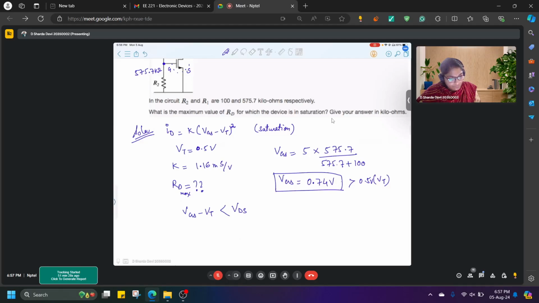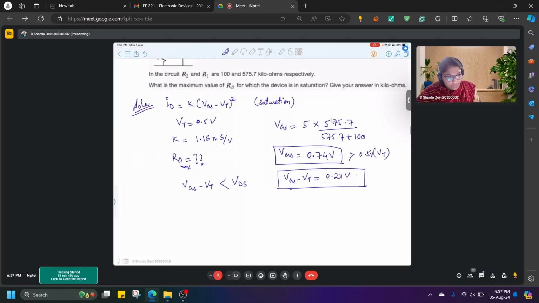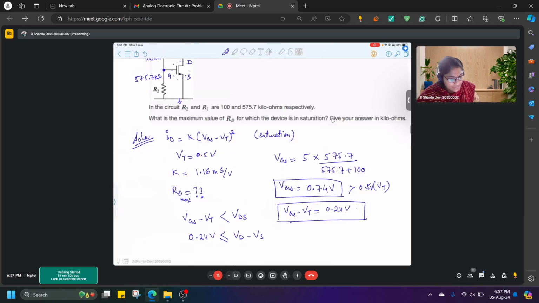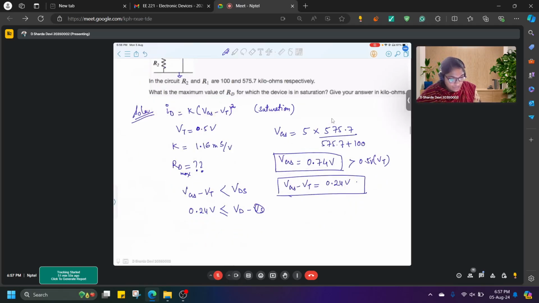So VGS minus VT is how much? 0.24 volts. So this is 0.24 volts, and let's say equal to VD minus VS. So here it is grounded, so let's say VS is 0. So that means 0.24 volts should be less than or equal to VD.